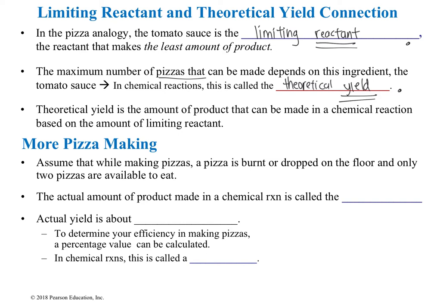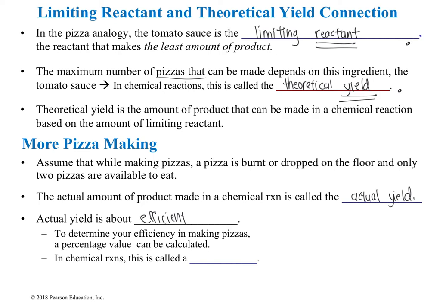If we go back to the pizza analogy, assume that when we're making our pizzas, one of our pizzas is burnt, and so we can only eat 2 of those 3 pizzas. So the actual amount of product that is made is called the actual yield, and that would have to be given to you. Or you could get it if you did an experiment. That would be what you get in the lab, or it is given to you. So the actual yield is all about efficiency. How efficient is your reaction? Did it go to completion? 100%? Unlikely. Or did you get a large amount or a small amount? So ideally in cooking, we get a decent amount of efficiency, but in chemical reactions, a lot of times they don't go all the way to completion.